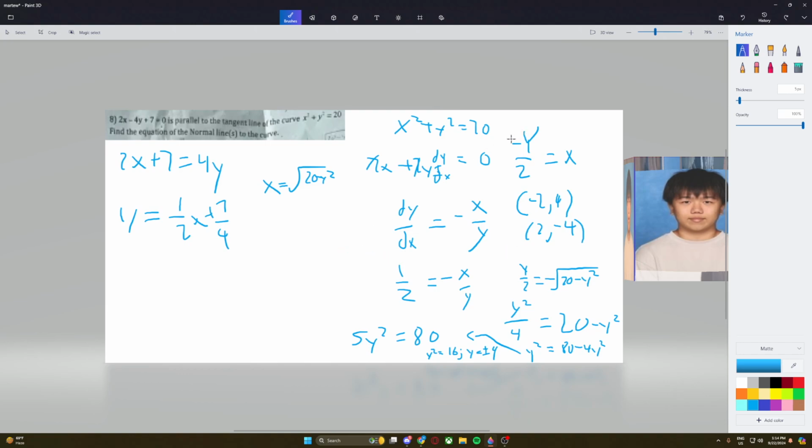So basically this is x1, this is y1, x2. And like I said earlier, the tangent line equation would be something like this.